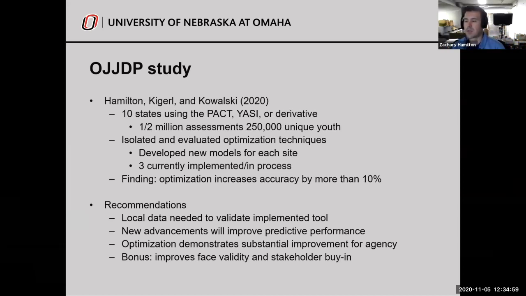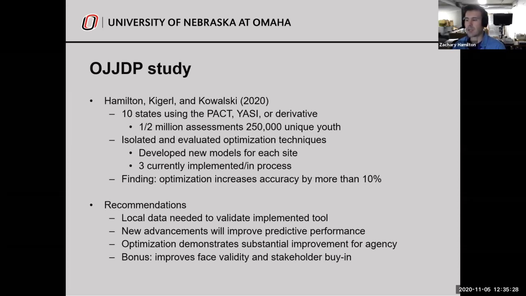And a lot of the recommendations that we came up with was this idea that local data needs to be used to validate and implement a tool, that if you're taking that tool off the shelf, you're losing a fair amount of the predictive accuracy, and sometimes they can be off quite a bit. We're also recommending incorporating those new advancements, looking at gender responsivity, looking at outcome specificity, and the statistical modeling to improve the performance at that local level as well.